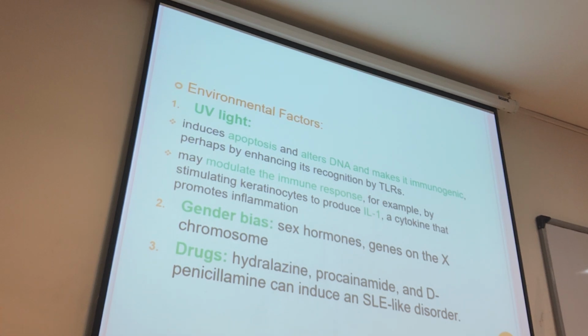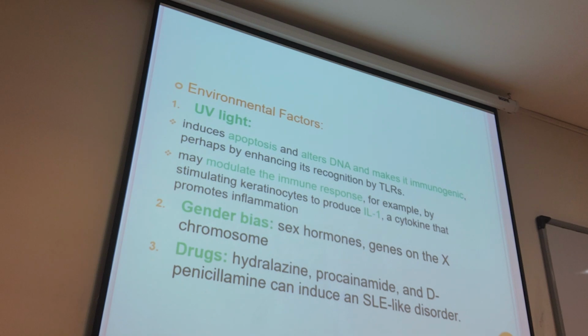So UV light is so important in pathogenesis of lupus, and we also have gender bias. It is more common in women, and we also have some medications that cause SLE-like symptoms, for example, hydralazine, procainamide, and penicillamine. So these are the environmental factors.